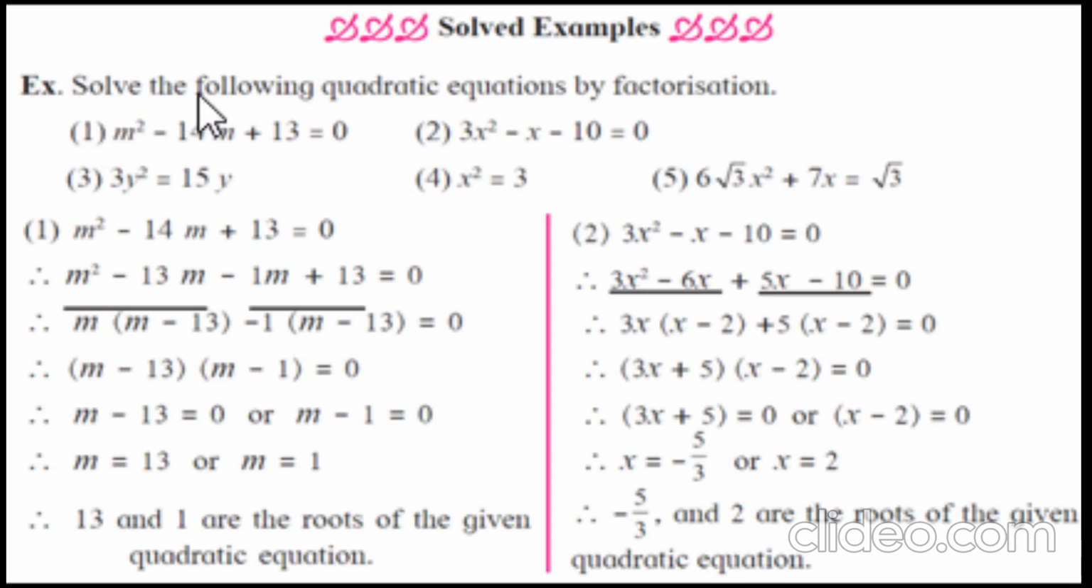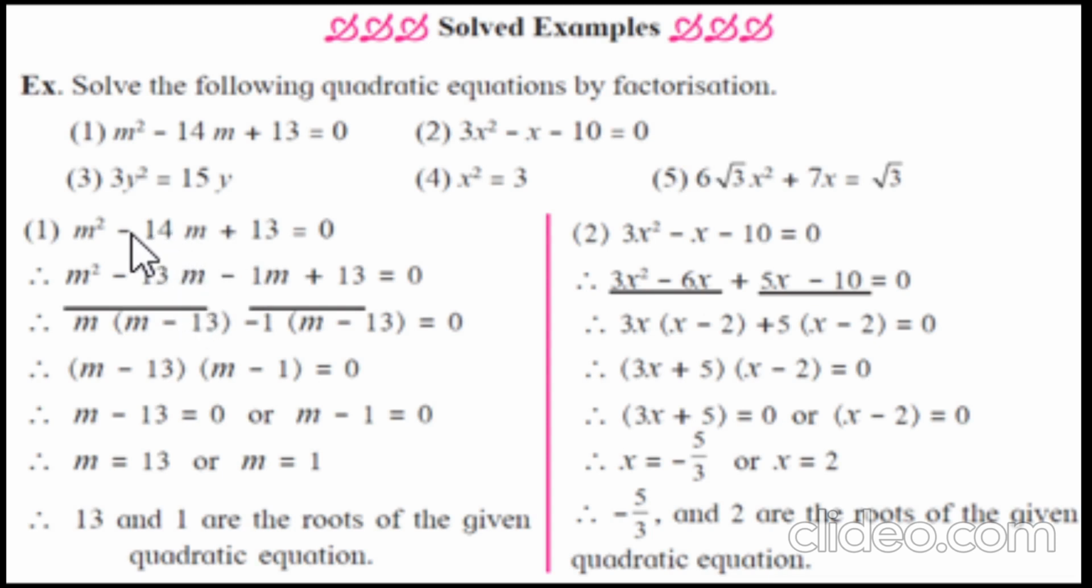Now question number 1, solve the following quadratic equations by factorization. First question, m square minus 14m plus 13 is equal to 0. See, c is 13, and here a is 1. So a into c, 13 into 1, is 13. So we have to find two factors whose product is plus 13 and whose sum is minus 14. So we get minus 13 and minus 1. Minus 13 multiplied by minus 1 is equal to plus 13, and minus 13 minus 1 is minus 14.